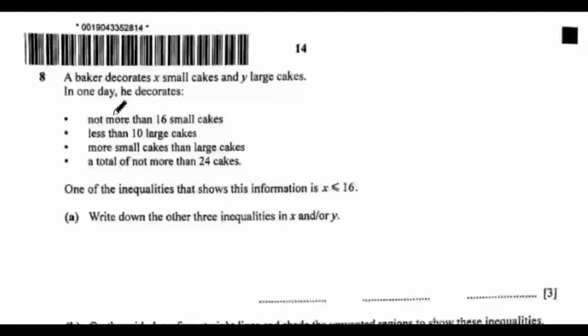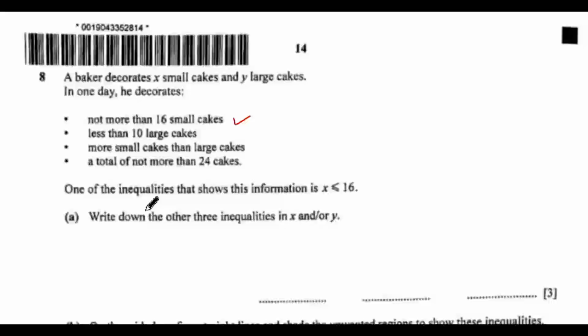Question 8. A baker decorates x small cakes and y large cakes. In one day, it decorates: 1. Not more than 16 small cakes. 2. Less than 10 large cakes. 3. More small cakes than large cakes. 4. A total of not more than 24 cakes. One of the inequalities that shows this information is x less than or equal to 16. That is, for the first one, not more than 16 small cakes, that is 16 and below.